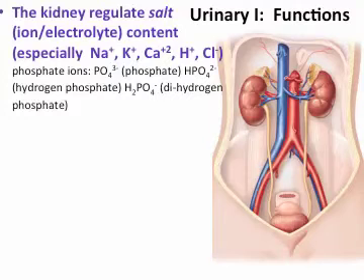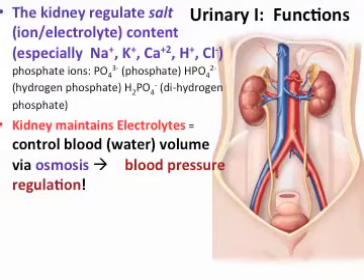In addition to the special ions that the kidney regulates, those being sodium, potassium, calcium, hydrogen ion, and chloride ion, the kidney also regulates phosphate ions. So you can see the words on the left side of the screen, PO4 to the -3, that's phosphate ion. And then hydrogen phosphate and dihydrogen phosphate. Phosphate is an important ion that is regulated by the kidney.